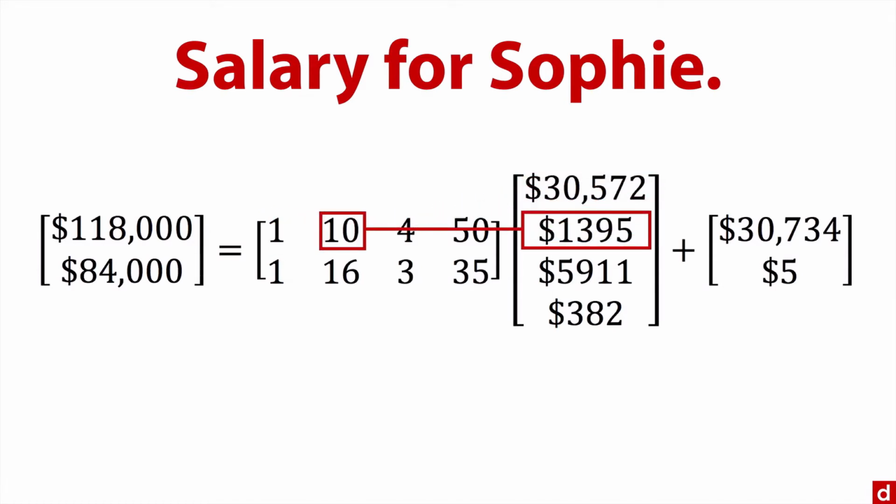And then we get this number 10, which actually has to do with years over 18. She's 28, so that's 10 years over 18. We multiply each year by 1395. Next is bargaining skills. She's got a 4 out of 5, and for each step up, you get $5,900. By the way, these are real coefficients from a study of a survey of salary of data scientists. And then finally, hours per week.